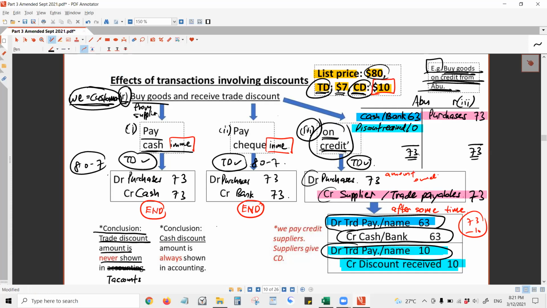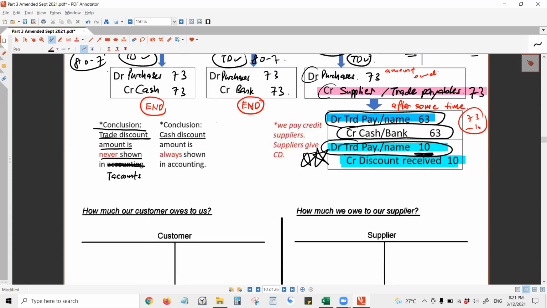So this page, the important thing to learn is the tab entries for the discount received. When we are the customer, you have to credit the discount received account and debit the supplier account with $10. Later we will do a few questions on this. So this is the supplier account.